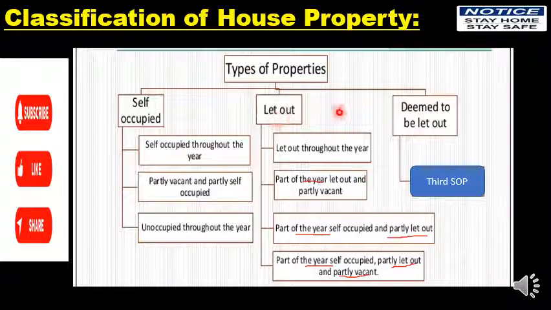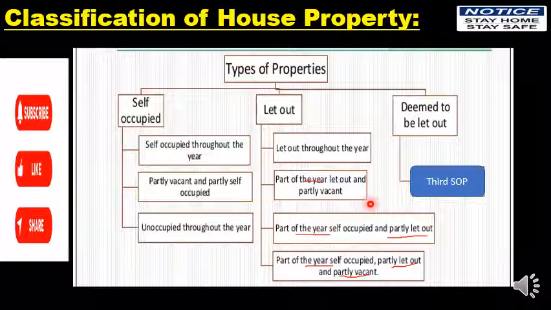The next division is let-out. The property or building which is let out throughout the year for rent is considered a let-out property. If the property is let out for part of the year and vacant for part of the year, it is considered a let-out property. Then if the building is self-occupied for part of the year and let out for part of the year, it is also considered a let-out property.